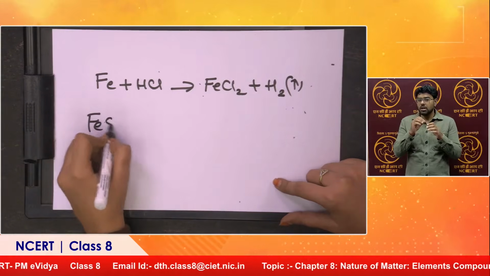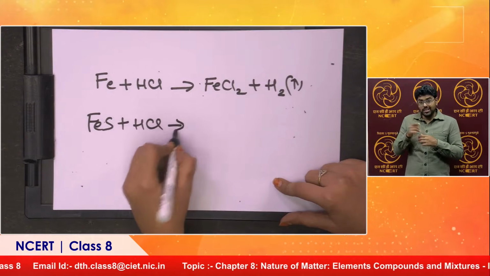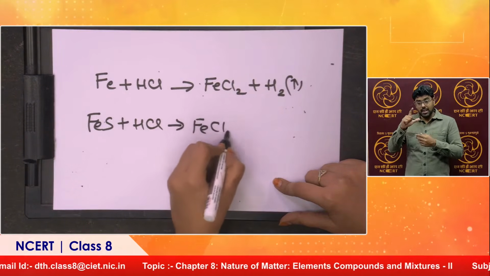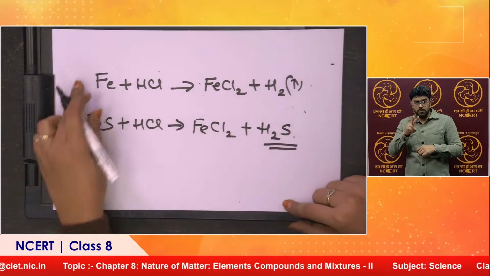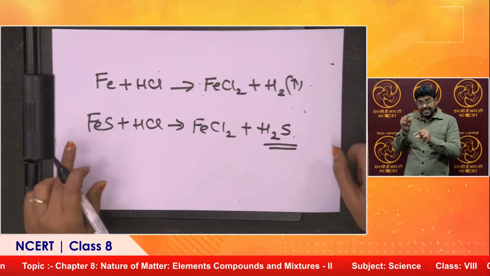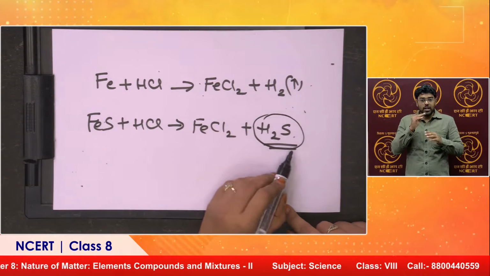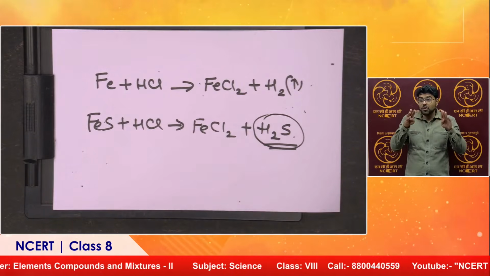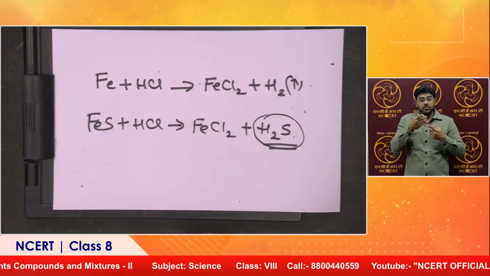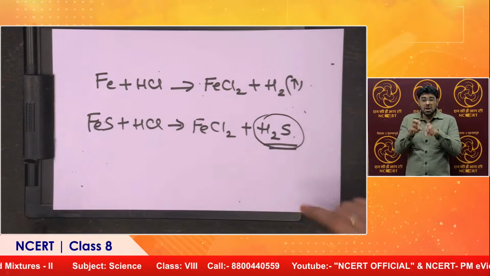Same way, this was the compound that was formed. When this reacts with HCl, it forms FeCl2, but the gas formed is H2S. When these reactions are done in the lab, when this gas, hydrogen sulfide gas, is released, the whole room has smell of rotten egg. Yes, so that's how they are different chemically also.